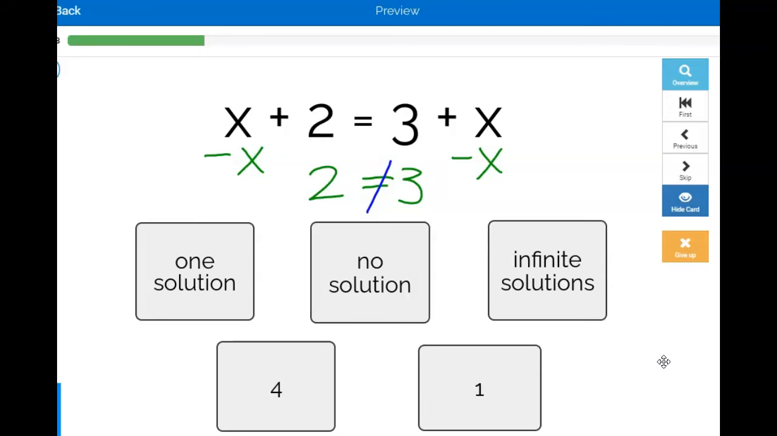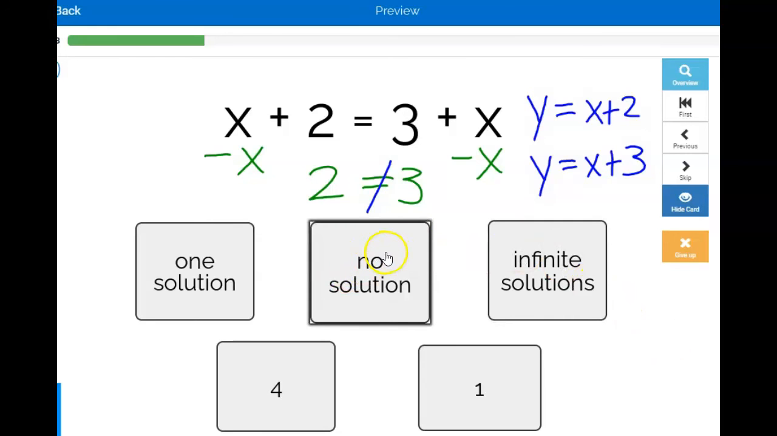A final way that I could just check myself is to think about these two equations as linear equations graphed. Here I see that both lines have a slope of 1, and that they have different y-intercepts. So they are not the same line, they have different y-intercepts, but they do have the same slope. So they are parallel lines that by definition never intersect, and that confirms for me that there is no solution.